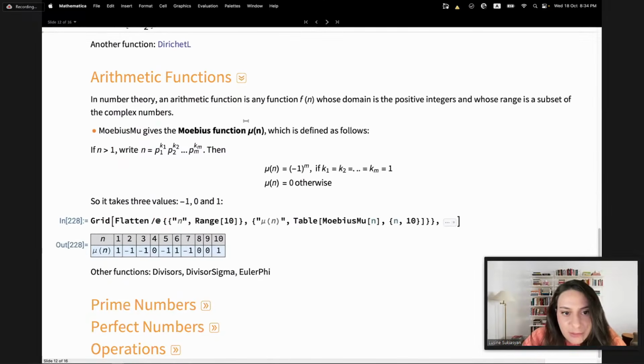Arithmetic functions, let's talk about them. They're a very important subgroup, really. And what is it? An arithmetic function is any function f(n) whose domain is the positive integers and whose range is a subset of the complex numbers.